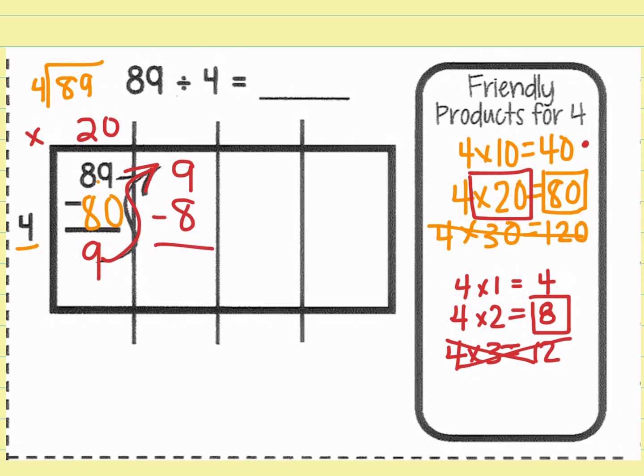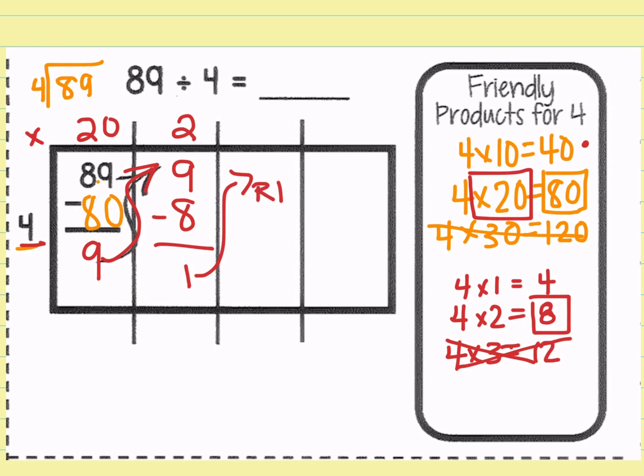How did I get to 8? I went 4 times 2. So over here I'm going to go 4 times 2. Now let's subtract. I get 9 minus 8 is 1. Bring that up, and I have 1 left over. It's too small. I can't do anything else. So you know what? This becomes my remainder.